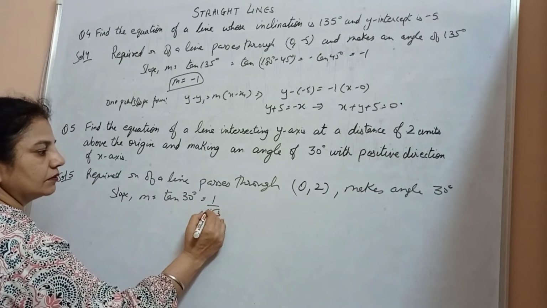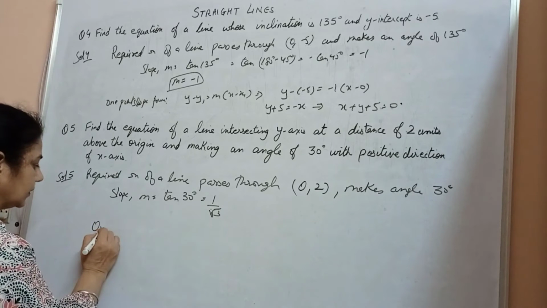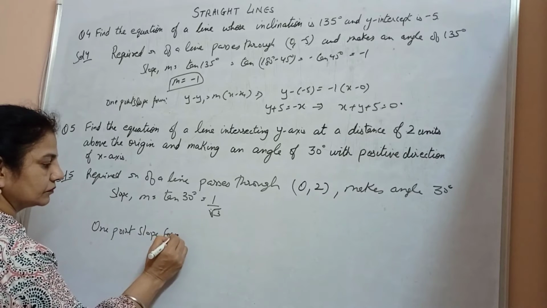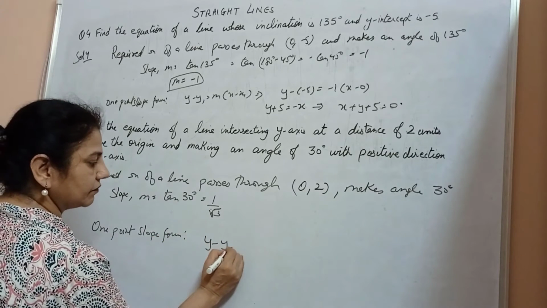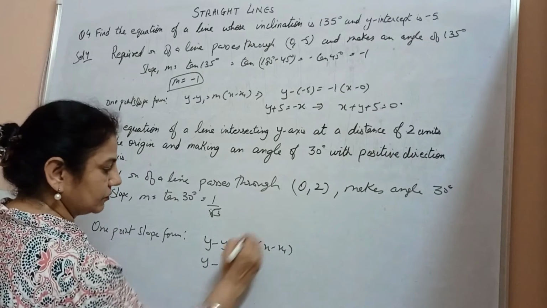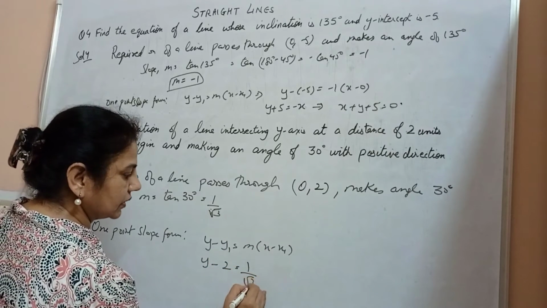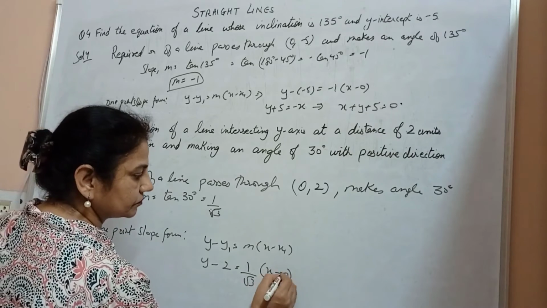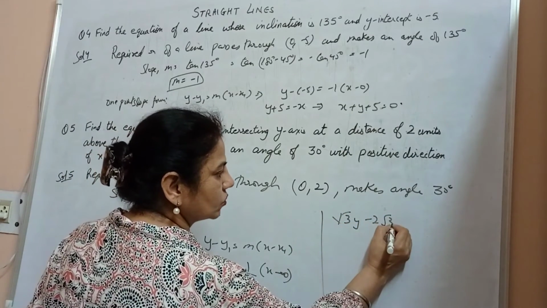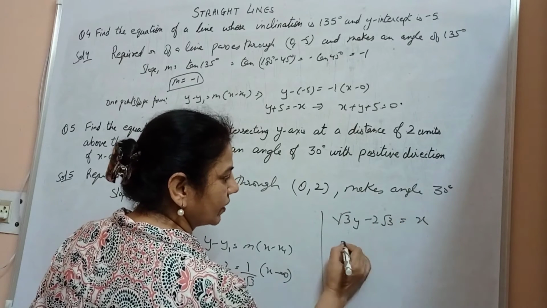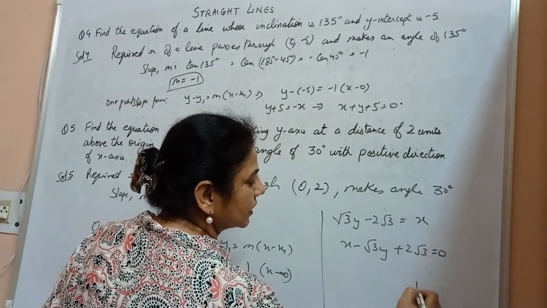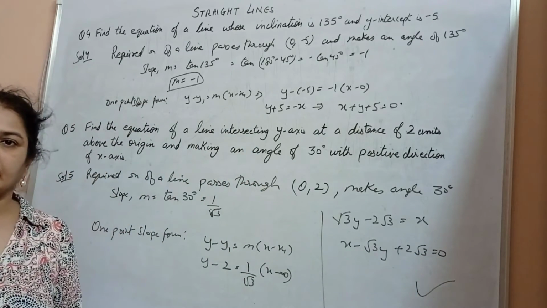Therefore the slope m is equal to tan 30 degrees, which is equal to 1 by root 3. So again the point slope form is y minus y1 equals m times x minus x1. Substitute the values: y minus 2 is equal to 1 by root 3 times x minus 0. On solving we get root 3 y minus 2 root 3 is equal to x. So x minus root 3 y plus 2 root 3 equal to 0 is the required equation of the line.